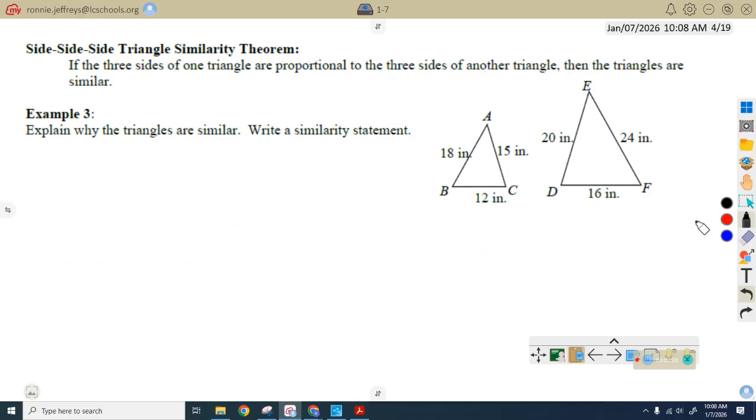All right, 3. Side-Side-Side. This is a Snake's favorite theorem.